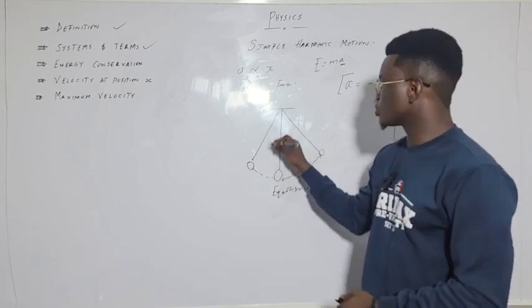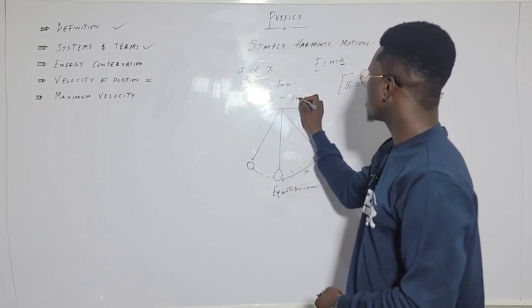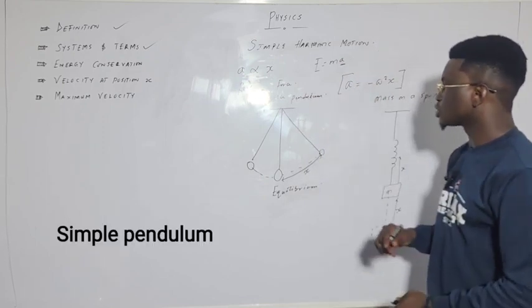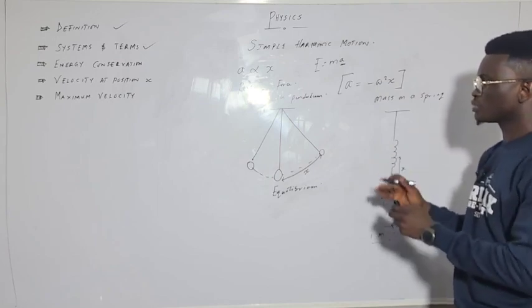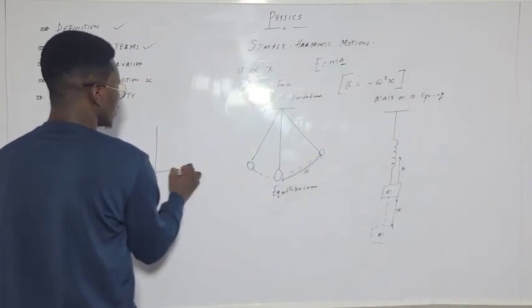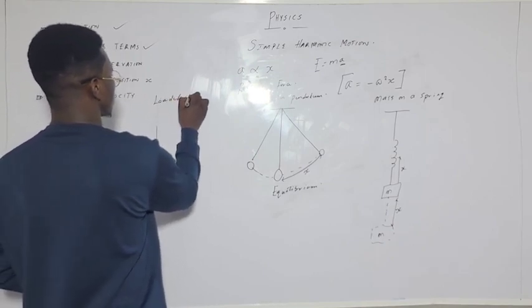Now, what do we call this? We call this a simple pendulum. So a simple pendulum also exhibits what we call simple harmonic motion. So mass on a spring, a simple pendulum. It does not end there. Now, you can have what we call a loaded test tube.